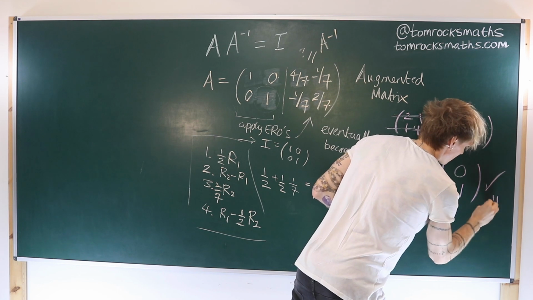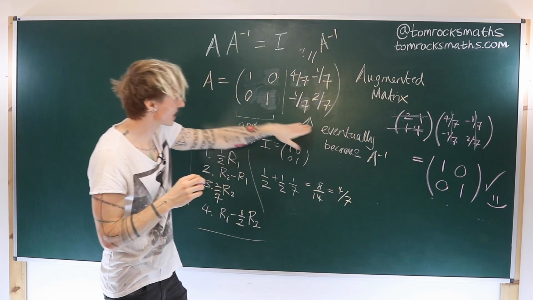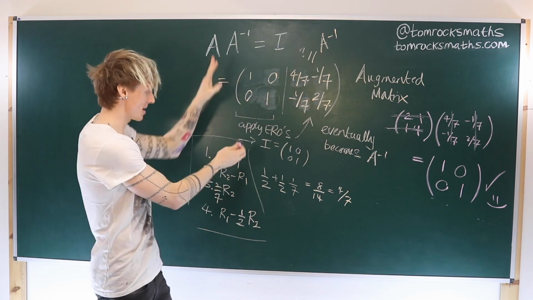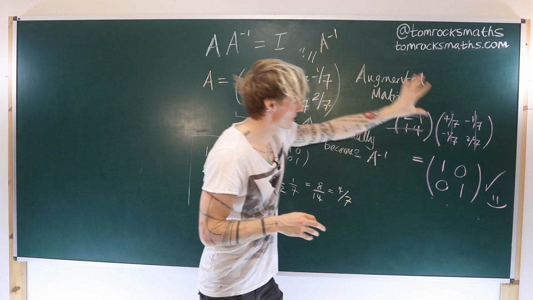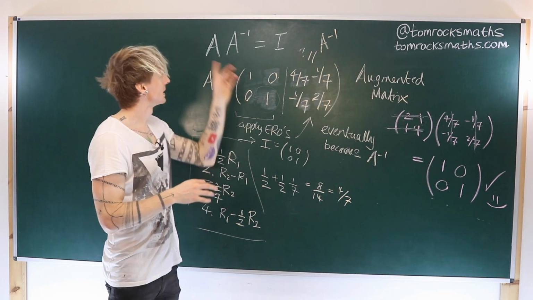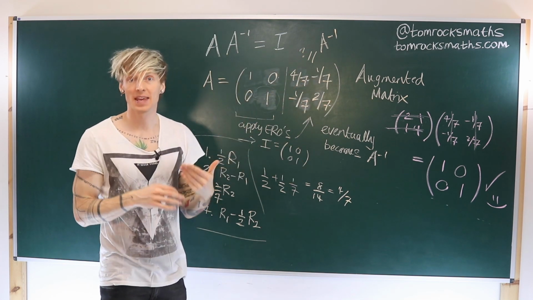So we get a tick, and again, we get a smiley face, because the inverse we've calculated here by just applying the same EROs, these 4, to the identity, that's given us A inverse, and we've checked, and it does work. A times A inverse, where this is A inverse, does indeed give us the identity.